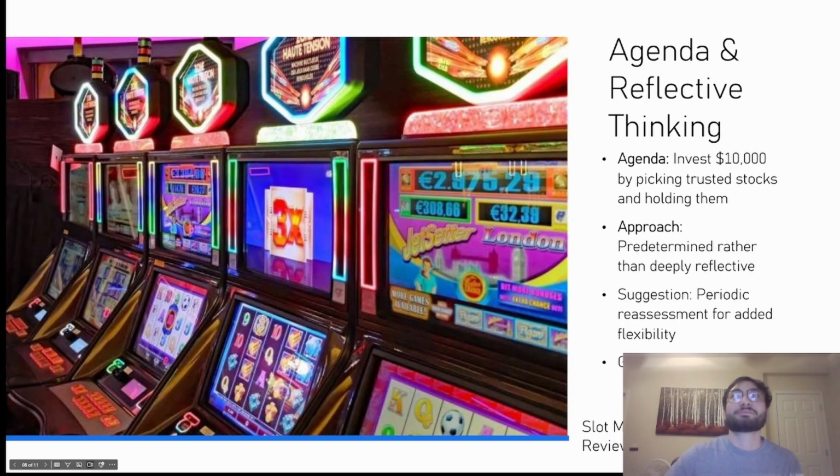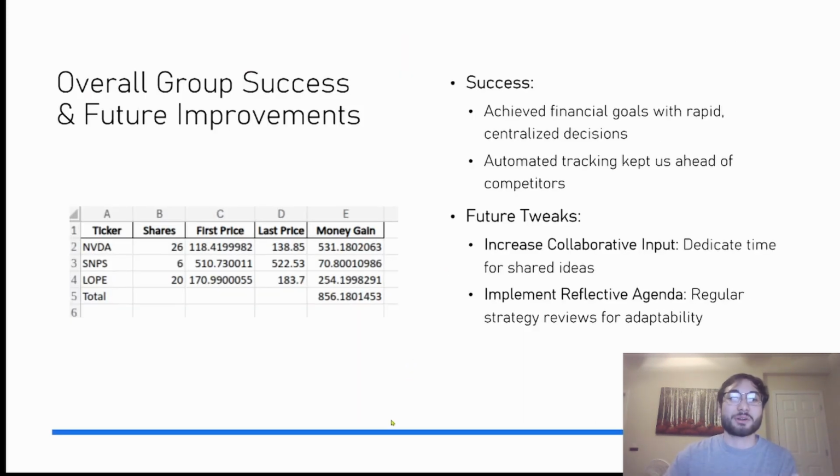Agenda and reflective thinking. Our agenda was straightforward: to invest the 10K by picking stocks we trusted and holding them. It wasn't a deeply reflective process, though it hit our financial target. Periodic reassessment could have added flexibility, but that would have just been gambling on our own intuition, which might have been worth it. Overall group success and future improvements.